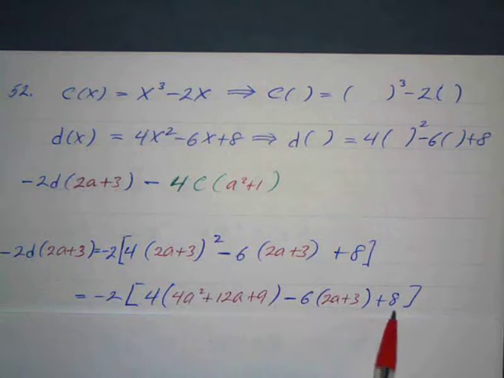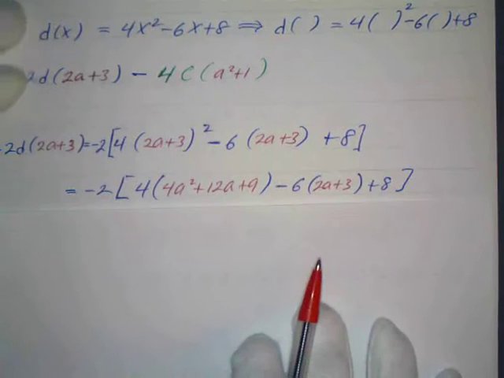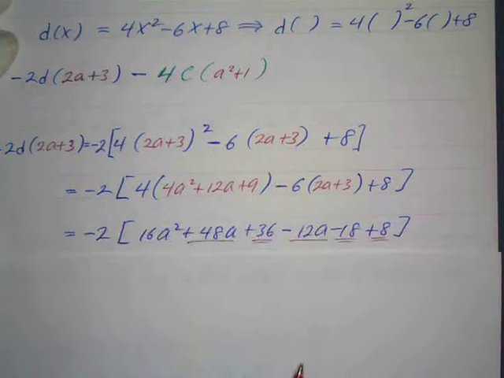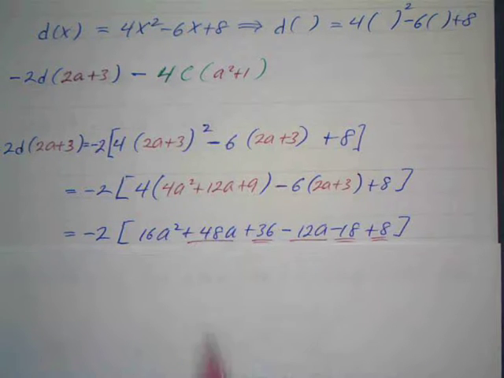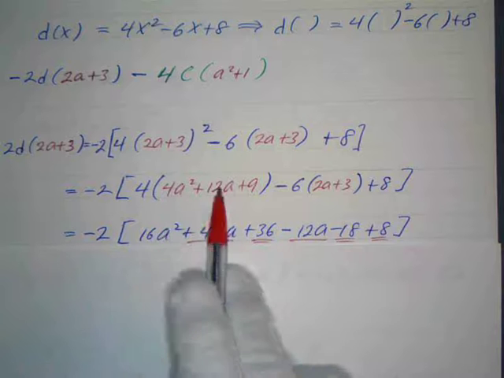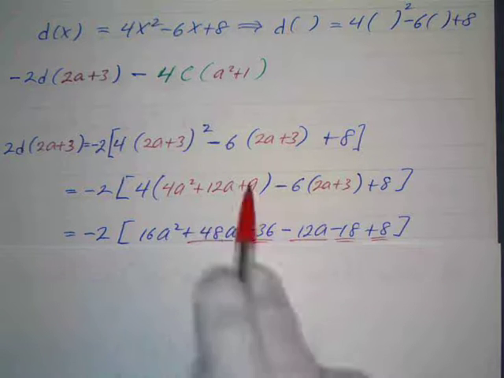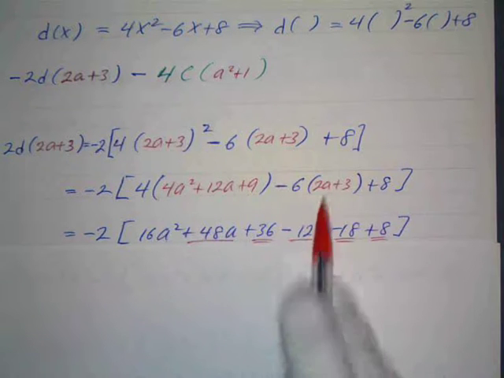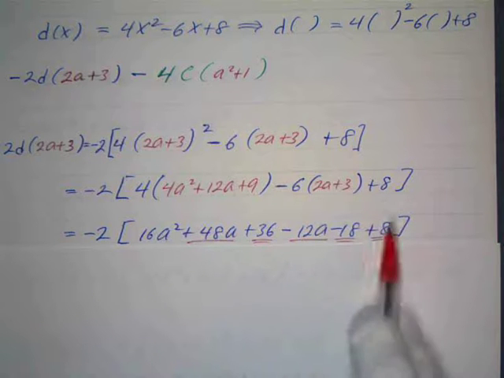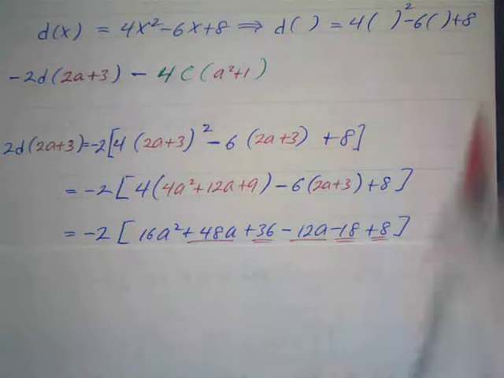And then I just rewrote this because I'm going to multiply this all out in one step. So this is what we got so far. Now we're still going to multiply the whole thing by negative 2, but I want to simplify whenever I can. So I'll multiply this out. 4 times 4a squared is 16a squared. 4 times 12 is 48a. 4 times 9 is 36. Minus 6 times 2 is 12a. Minus 6 times 3 is negative 18, and then the plus 8. That comes from the original rule up here.